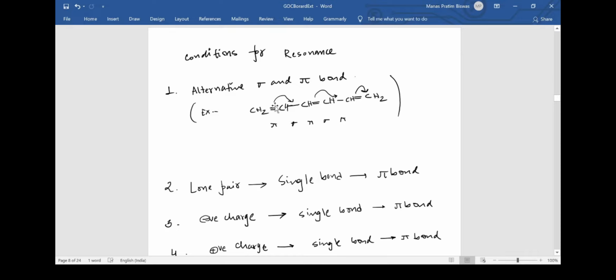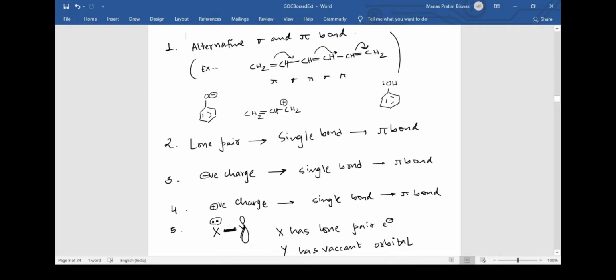So what we can say from here is that this pi bond can shift to the next bond, and this pi bond can shift over to this carbon. That means there is a continuous chain reaction starting from this bond and ending at this carbon. If you ever come across this kind of structure, then you can be pretty sure that resonance will take place. So the first point is that we need to check if there are alternate sigma and pi bonds. The next structural feature that supports resonance is written in point number 2.